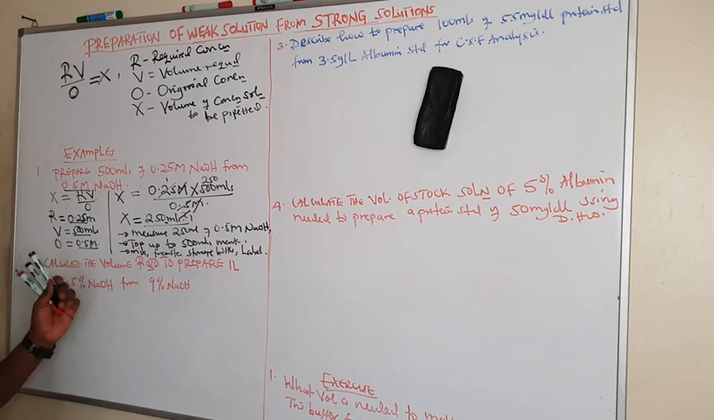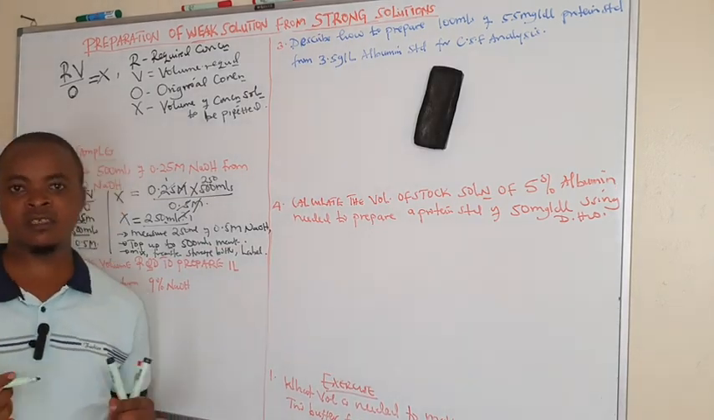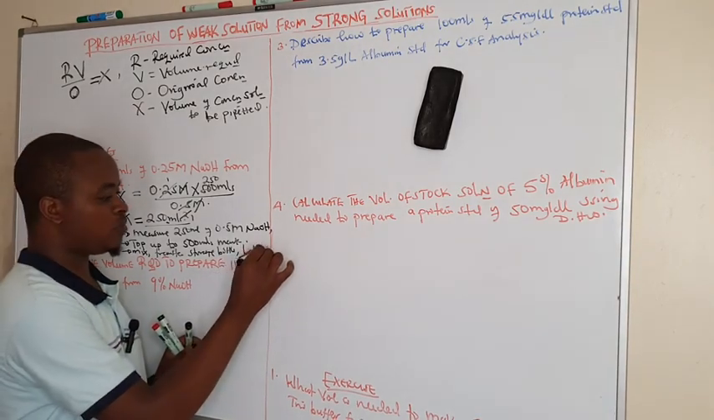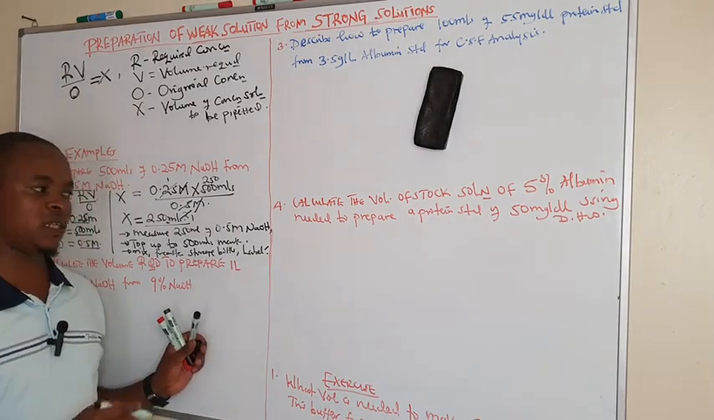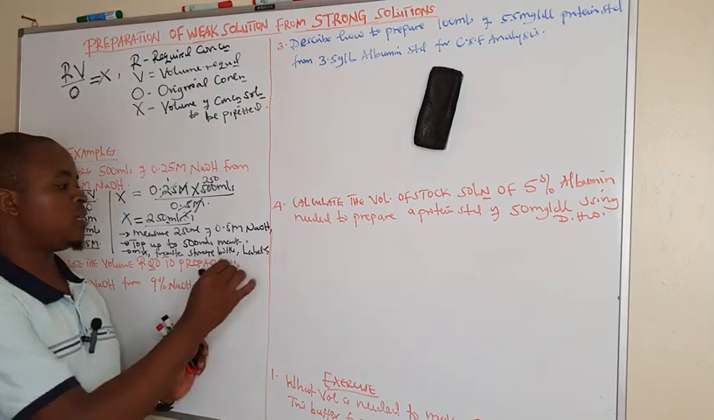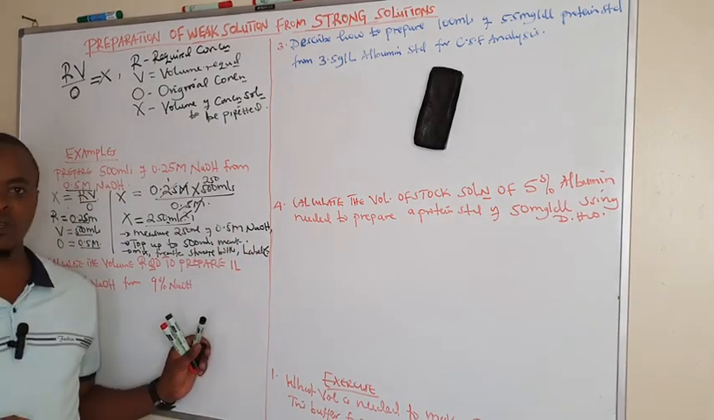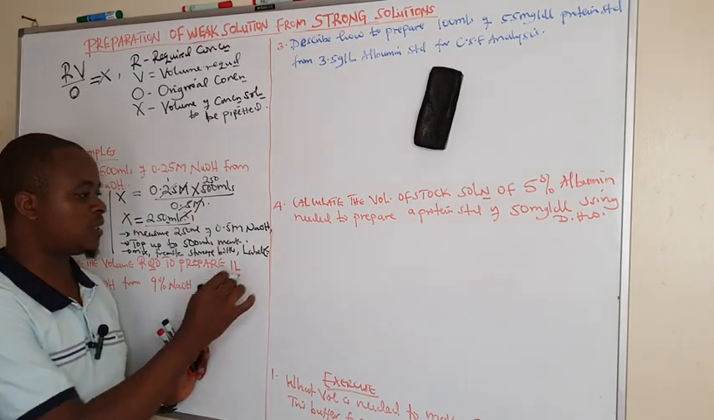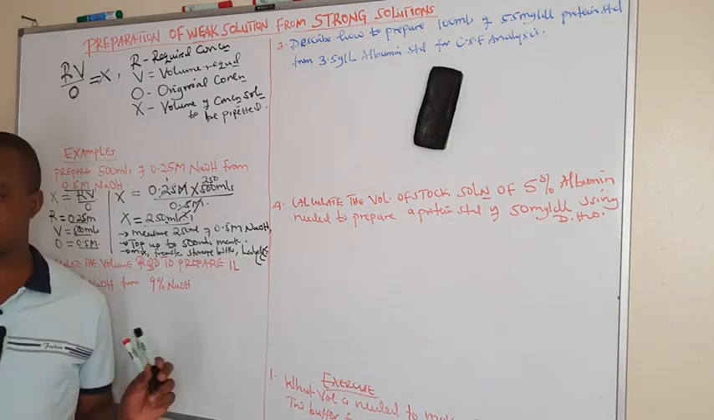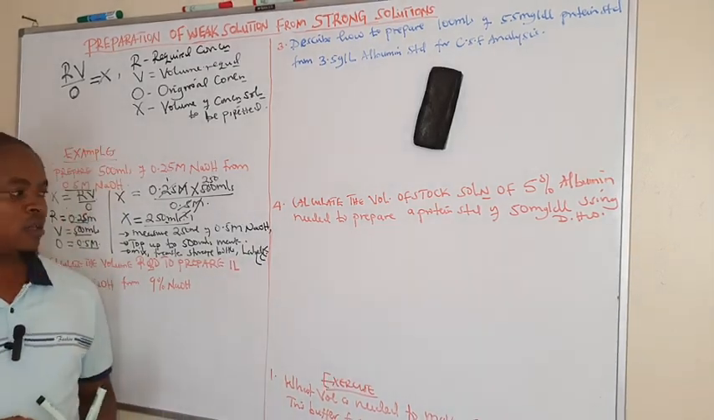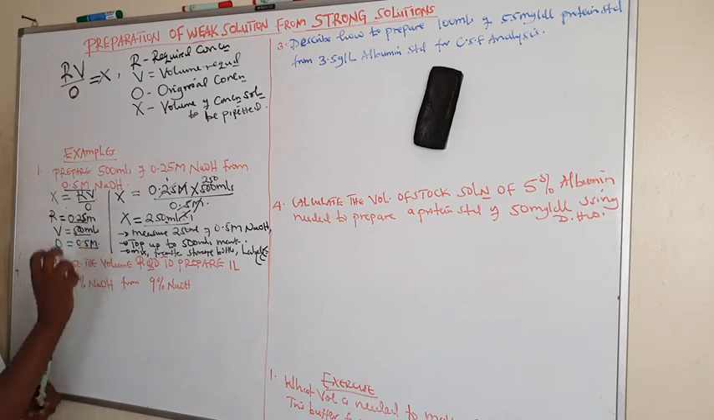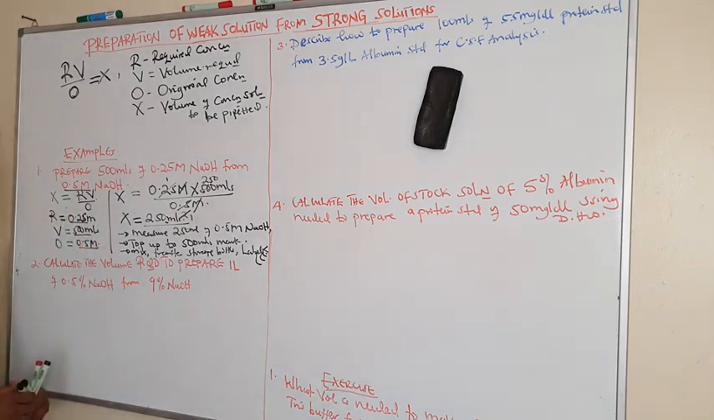On labeling, you have to mention different requirements on the label. You put the initials of the person who has prepared it, the concentration, that is 0.25 molar. Then you state the storage temperature and storage conditions. You also state the manufacture date and the expiry date. Those must be put very well on the label. So this is example number 1.